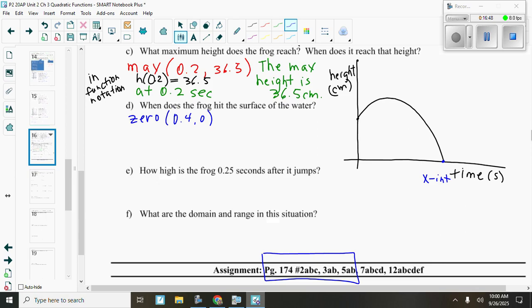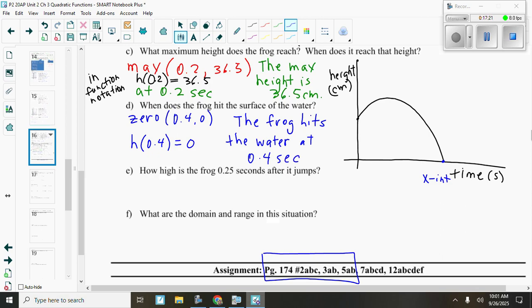We could also write, for those of you who want to see it in function notation, at 0.4, the height is 0. That's what we're going for. And then the frog hits the water at 0.4 seconds.